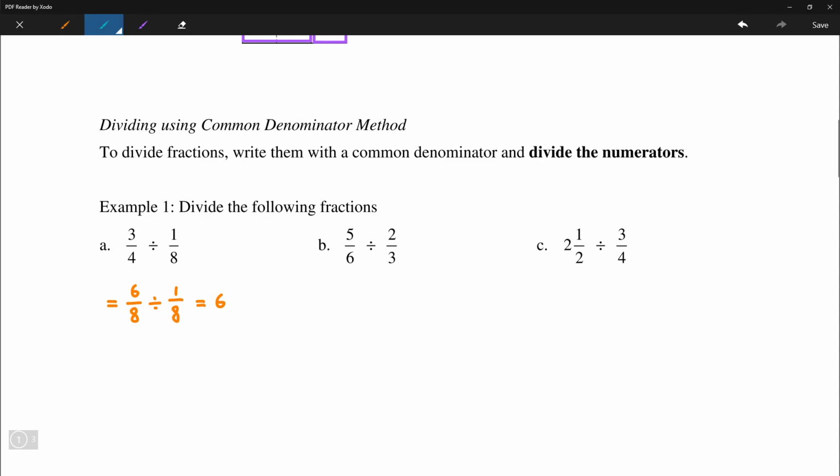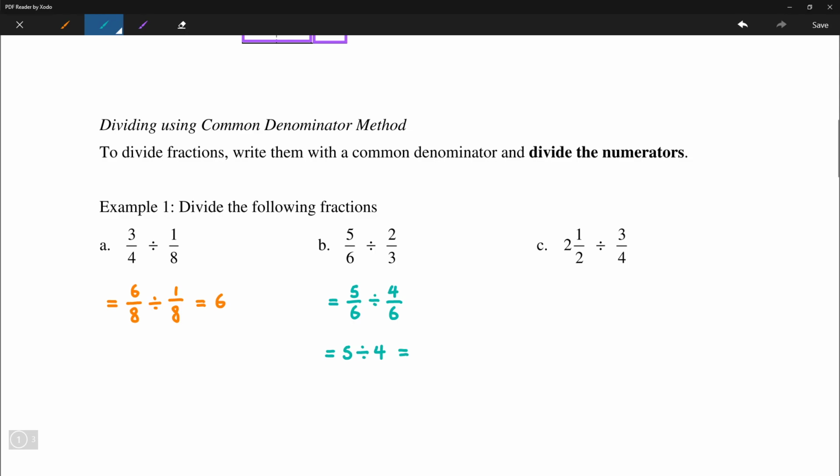Okay, second example here we have 5/6 divided by 2/3. Once again, we can rewrite them to have a common denominator. So that will be 5/6 divided by 4/6. Notice that in this case it doesn't divide evenly. We're left with 5/4, or 5 divided by 4.